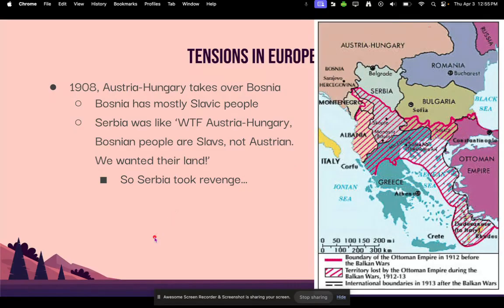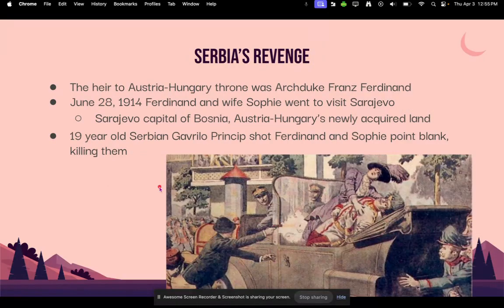So in 1908, Austria-Hungary takes over Bosnia. So Bosnia is this little chunk of land right here. So Bosnia is mostly Slavic people. Serbia was really mad. They're like, WTF, Austria-Hungary. Bosnian people are Slavs, not Austrians. We want our land back. So Serbia took revenge on Austria-Hungary.